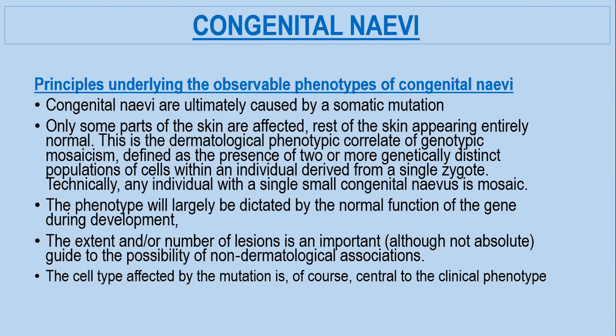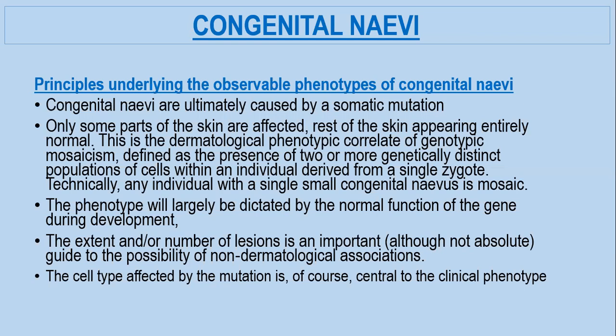The congenital nevi are ultimately caused by somatic mutations. So remember that it is somatic mutations. Only some part of the skin is affected. The rest of the skin appears entirely normal. So it is never a diffuse disease. This is a dermatological phenotypic correlation of genotypic mosaicism. Usually the genetics is mosaic.